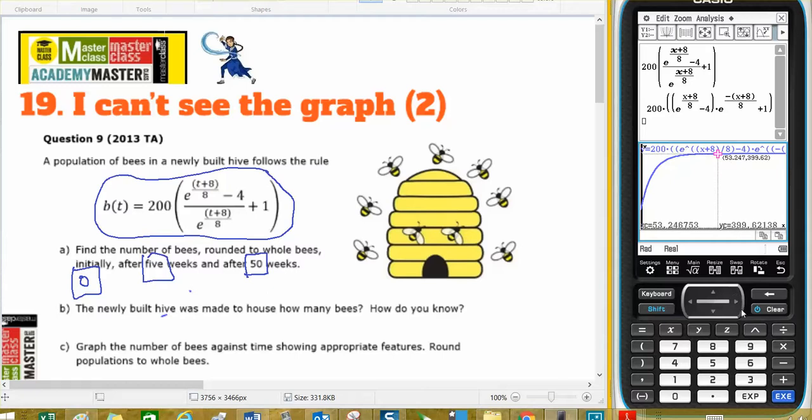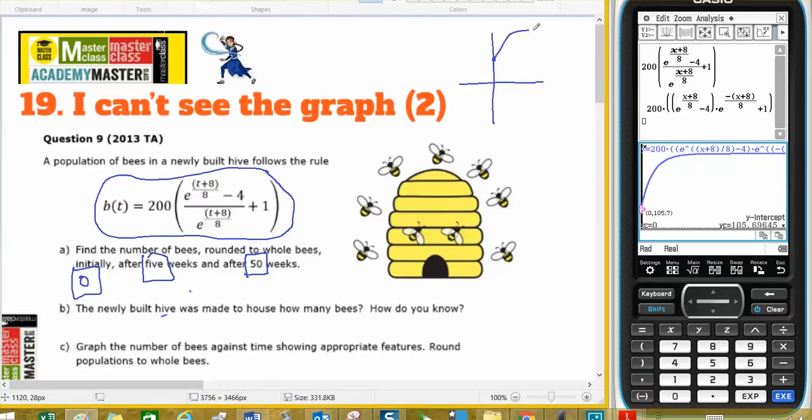bigger, and this is approaching 399.7, 399.8, 399.9. I think there's an asymptote up there at 400. And if I go analysis G-Solve y-intercept, I can see that I start at 105.69.